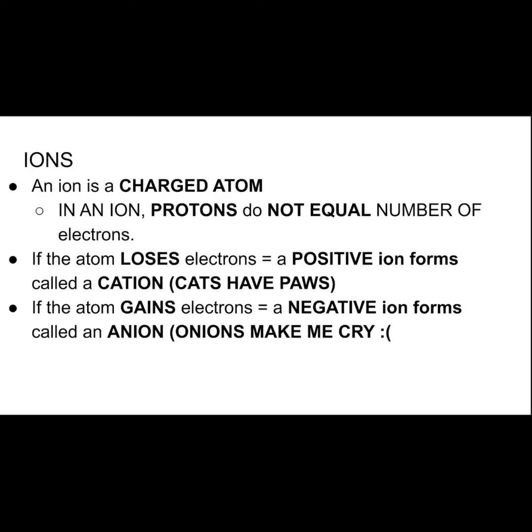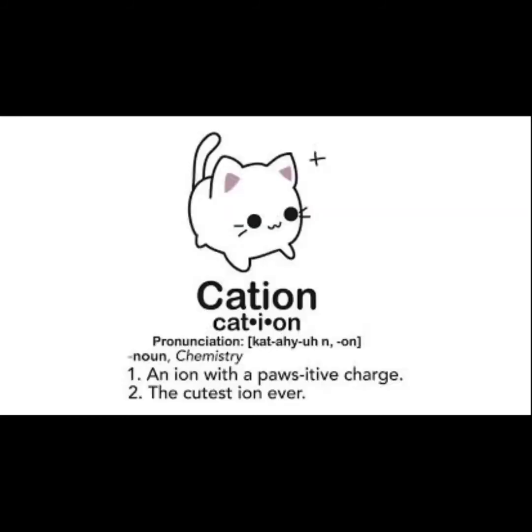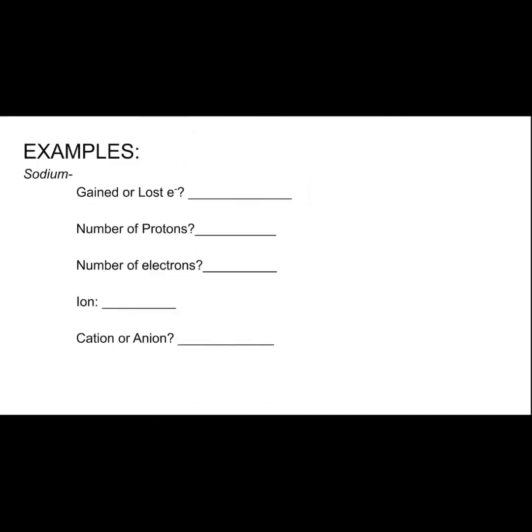The opposite of that is gaining electrons. That would form a negative ion, and it's called an anion. You can think of it as kind of spelled like onion. Onions usually make people cry, so that's a negative thing that happens. So if it's gaining electrons, it's gaining more pieces of negative particles. That's going to make it overall negative. Okay, so let's do an example.